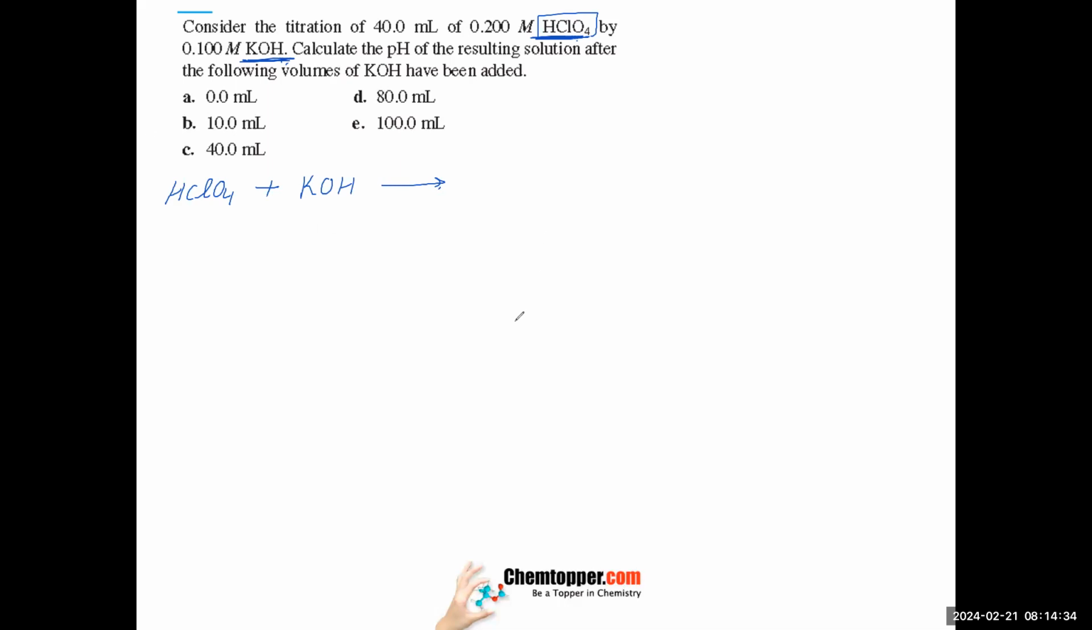Complete the equation. So we are dealing with a strong acid and a strong base. Complete the equation, children. And I'm making the titration setup here. Can you tell me what is there in the burette? Read the question carefully and tell me what is there in the burette and what is there in the conical flask. Yes, children, what is there in the burette?